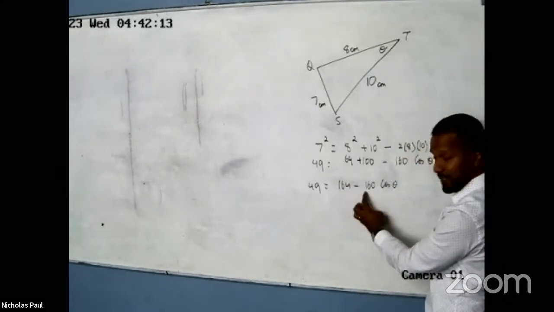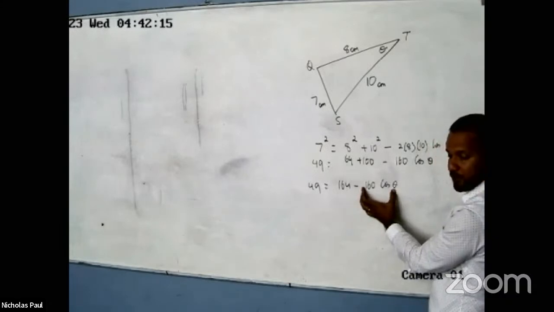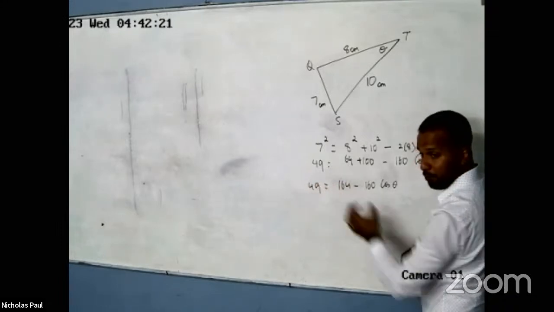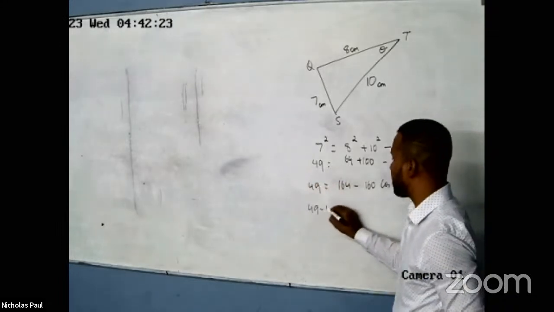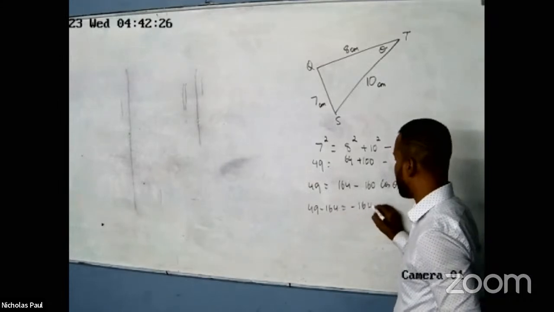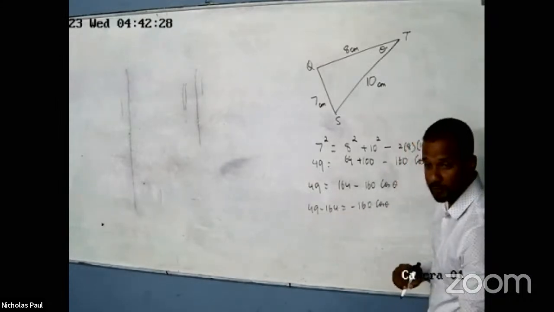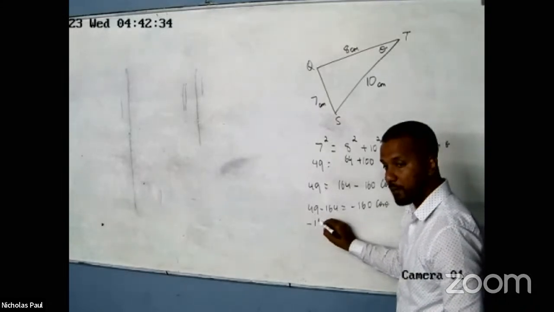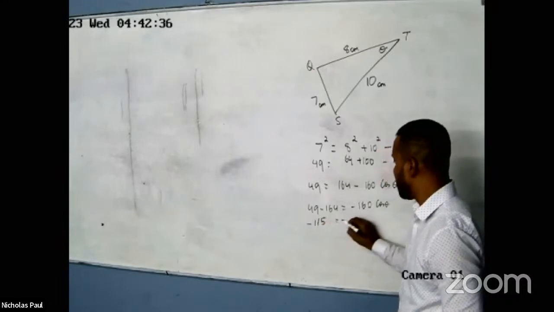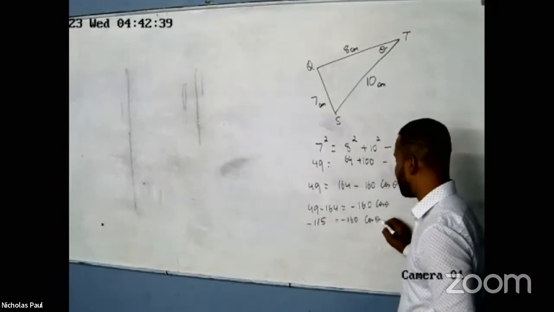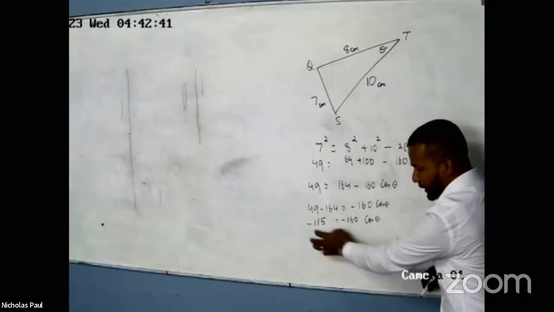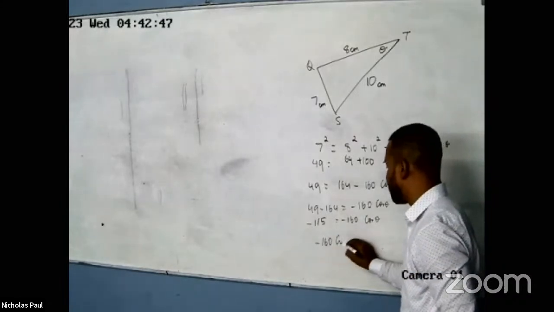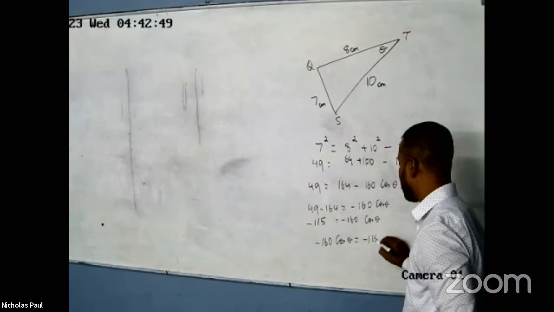Can I subtract this? No, because this is one term. So I can take this 164 and move it across. So that'll be 49 minus 164, which is minus 115. So minus 160 cosine theta is minus 115.